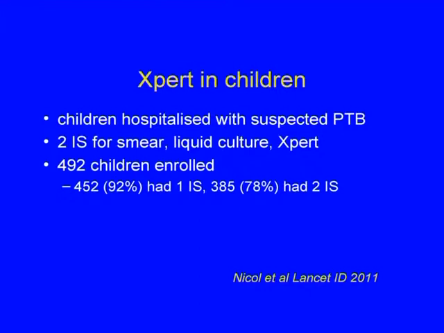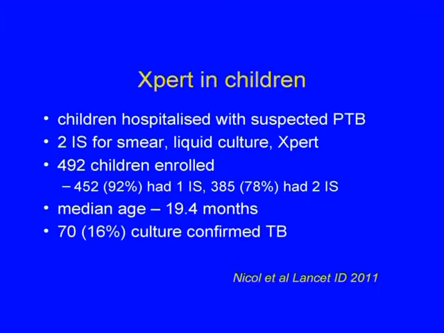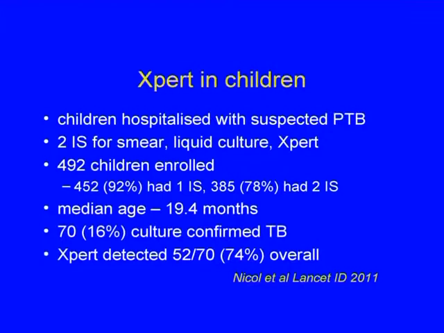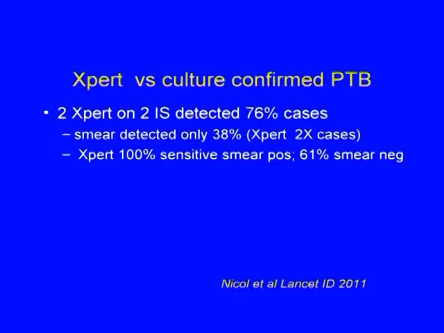Median age was just about a year and a half, and there were 70 children who had culture-confirmed disease, 16% culture confirmation, of whom Xpert detected 74%. So quite similar to the adult data. So, how did smear work? Smear detected only about a third of the children, and Xpert worked very well. All the smear-positive cases were detected by Xpert, less well, as I showed you, for adults in smear-negative disease, but overall a detection rate of 76% of cases.